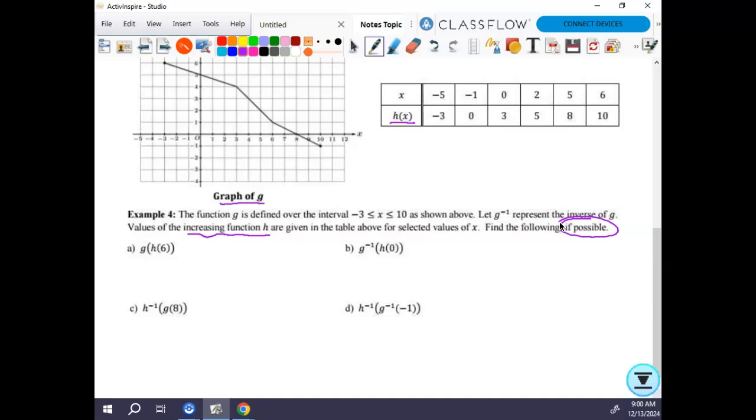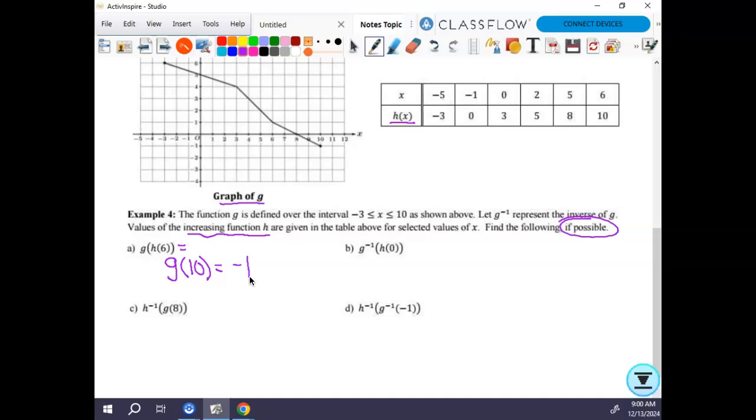So I want g of h of 6. All right, so that first means I want to find h of 6. What is h of 6? 10. So then I really want g of 10. What is g of 10? -1. Okay. Any questions about where any of that's coming from?